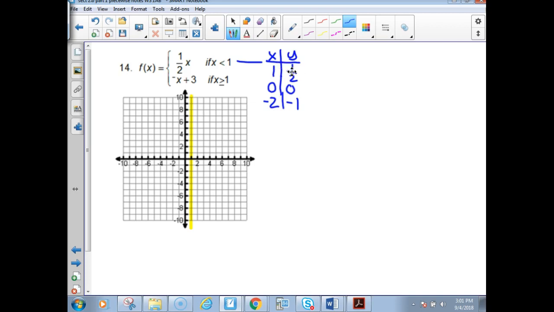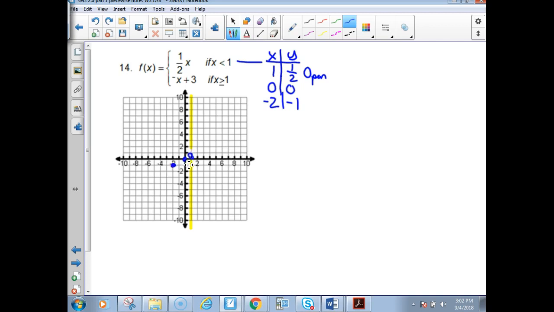Now, wait, what about this first one? We plugged in 1. Should we have an open or a solid dot? Open because there's no bar under there. So this is your open dot. Kind of hard to graph 1, 1 half, especially on this little grid. But I'll make an open dot. Go back. Open dot at 1, 1 half. And then I'll plot 0, 0 and negative 2, negative 1.